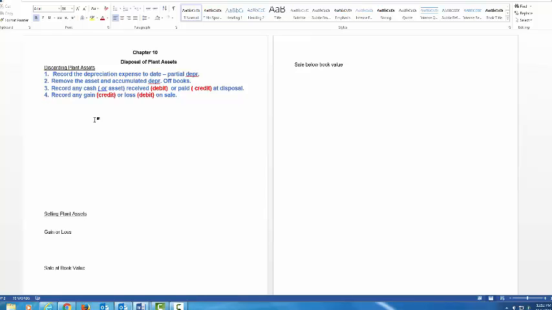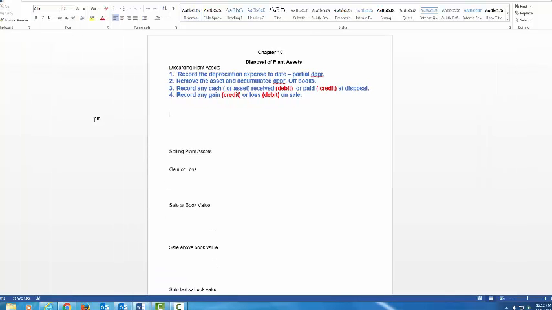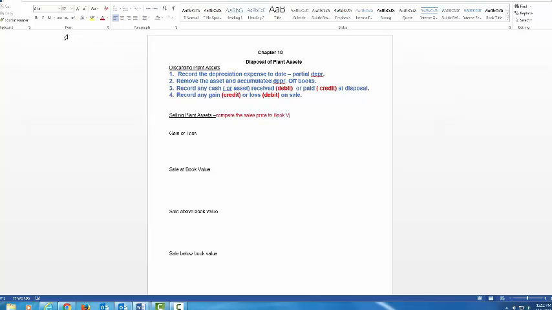And so let's kind of just look here. So when you're selling a plant asset, the first thing you want to do is compare the sales price to the book value. And if we remember, book value is cost minus accumulated depreciation on the assets. So that's what you want to do.